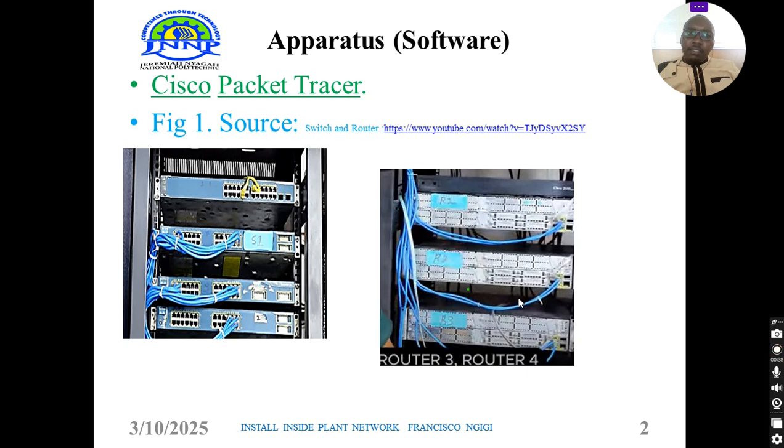We are going to use Cisco Packet Tracer, and on my left we have a switch that has been mounted on a rack. On my right we have routers that have been mounted on a rack, and the source is shown. Then we also have the physical cables, which have been inserted.